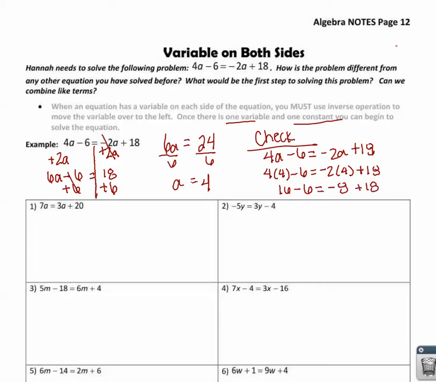Remember, GEMDAS states that we want to multiply before we add or subtract. 16 minus 6 is 10. Negative 8 plus 18 is 10. So since you were able to get 10 equals 10, the same number equals the same number, you know that what you did in your equation was correct. So a equals 4 is your answer.